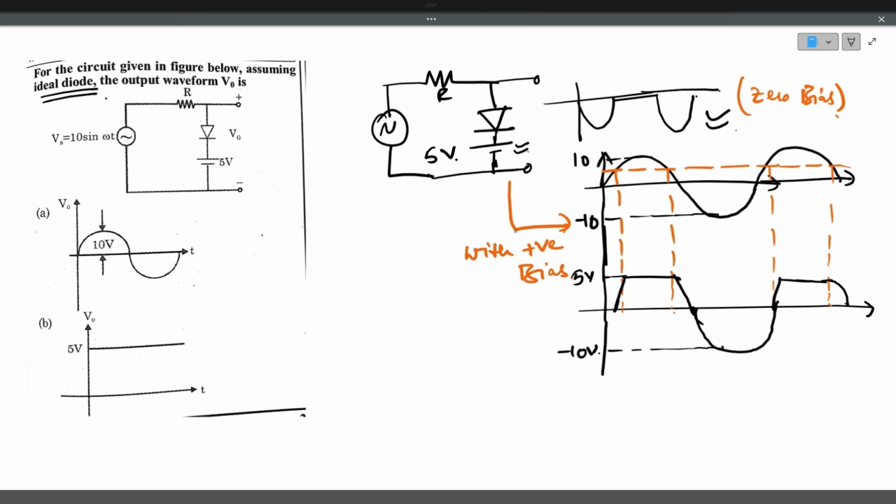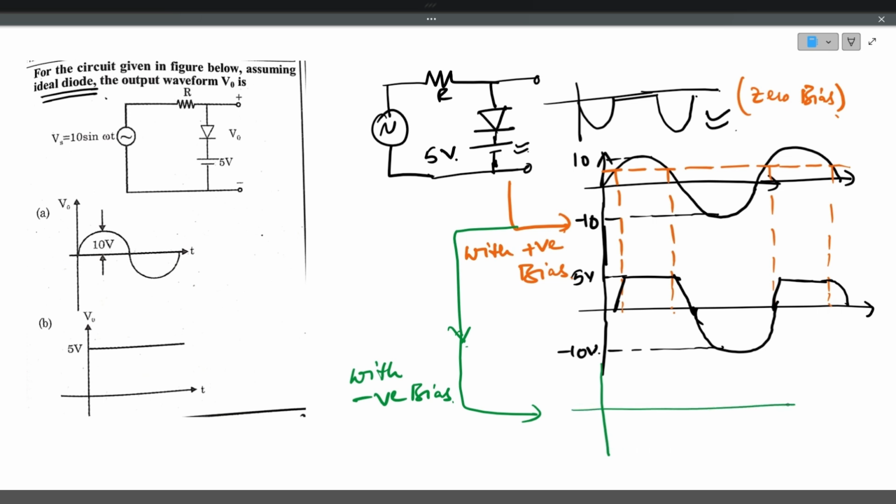If negative bias is given for the same circuit, assume minus 5 volt is given as a bias voltage. What happens to the output? Earlier this was the original output. Some portion from the negative half cycle also will be removed. So the output will be like this. This is with negative bias. This is minus 5 volt, and here it will be minus 10 volt.